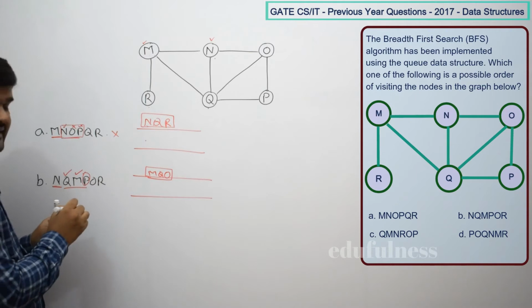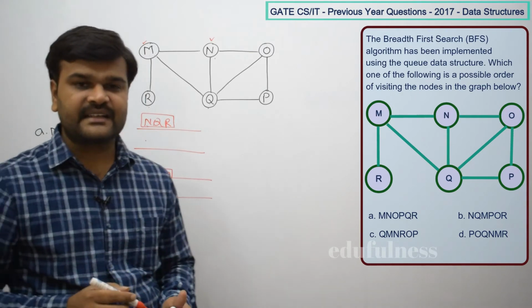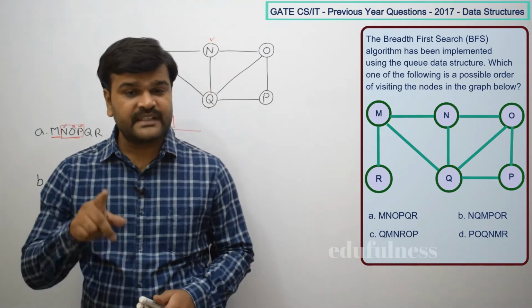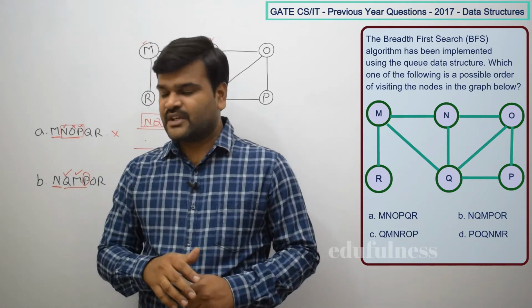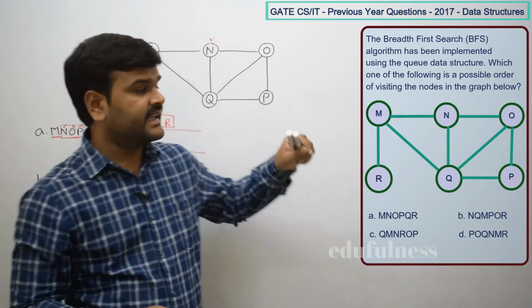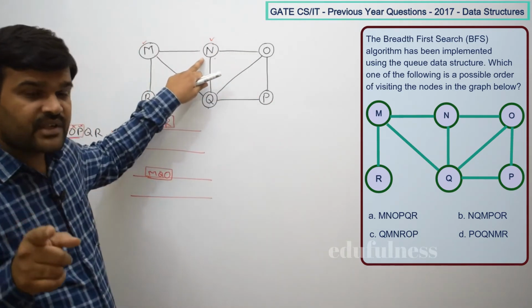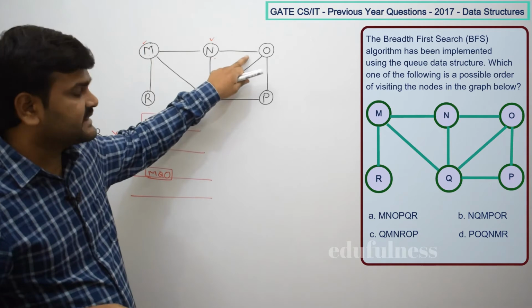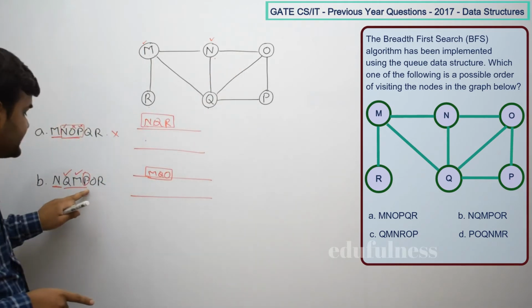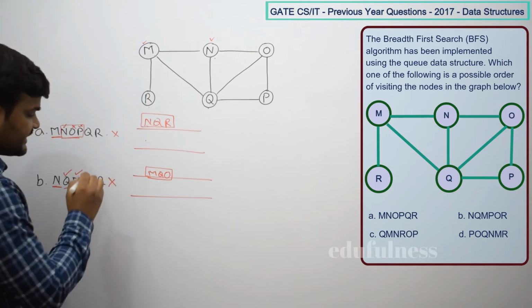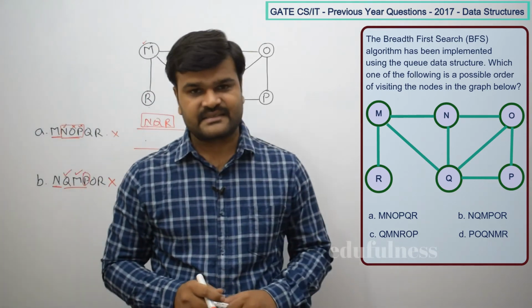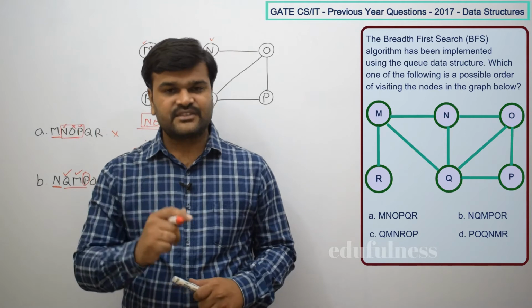Is it clear? That means even this is not the correct order. You have to complete visiting or discovering all adjacent vertices first. So we are at N now. First you have to complete all adjacent vertices. But here P is there before O. So that means this is not the correct BFS traversal order. Okay, so B is also wrong.